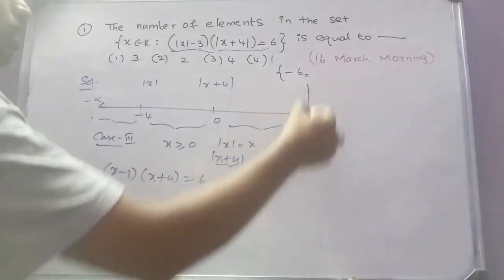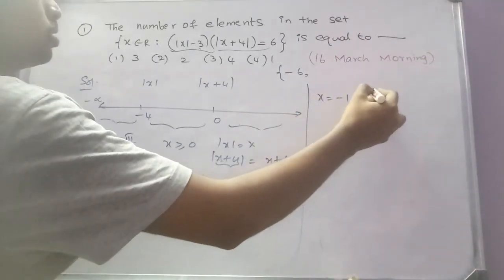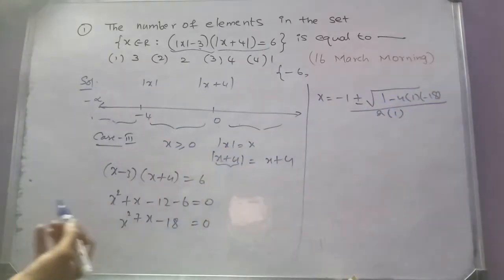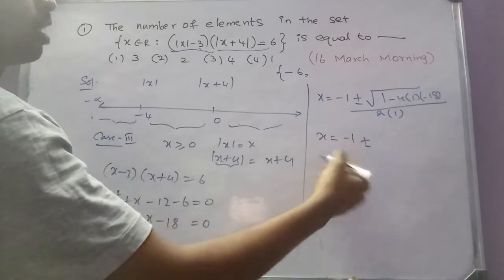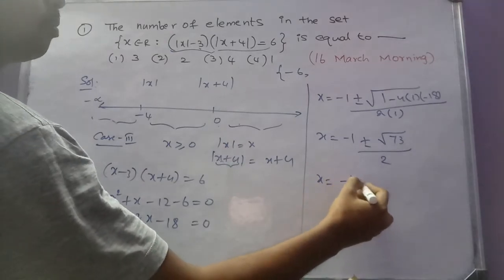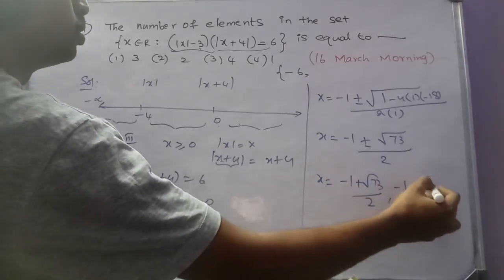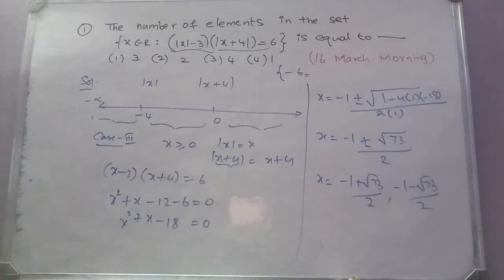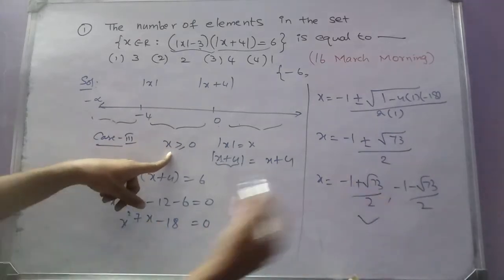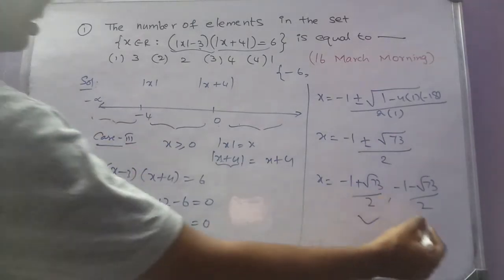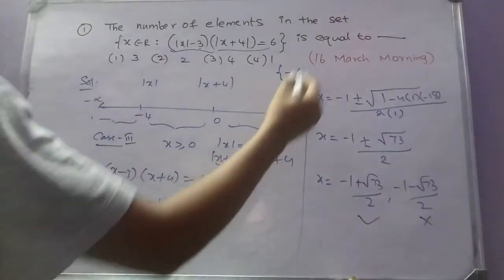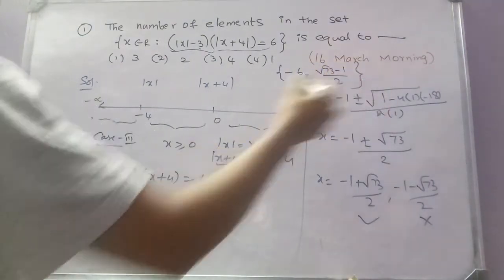And if you use the quadratic formula, x is equal to minus b plus or minus root over b square minus 4 into a into c, whole divided by 2 into a. So x is equal to minus 1 plus or minus under root 73, by 2. So therefore the two roots are (minus 1 plus root 73) by 2 and (minus 1 minus root 73) by 2. So observe that I should consider that solution which is greater than or equal to 0. So (root 73 minus 1) by 2 is positive and this is negative. So you should not take this solution and I can take this solution. So one more solution in this set is (root 73 minus 1) by 2.